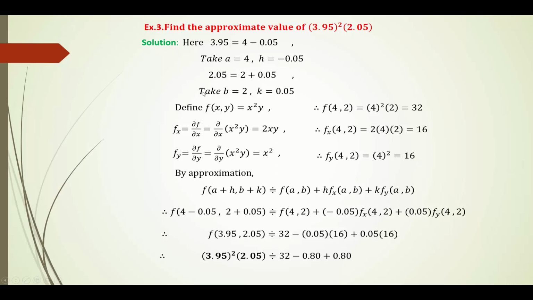We know the function f of (x, y) is x square y, meaning first term square into second term. So 3.95 square into 2.05 is approximately equal to 32 minus 0.05 into 16, which is 0.80, plus 0.05 into 16, which is 0.80. The 0.80 minus 0.80 cancel, so it is approximately equal to only 32. That is the answer.